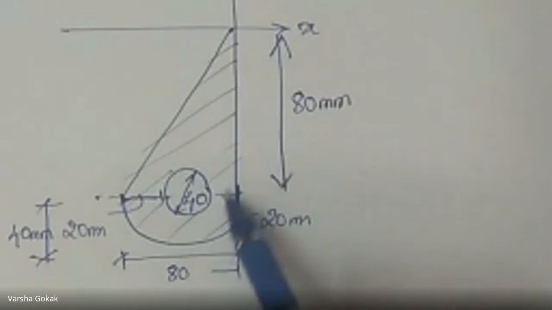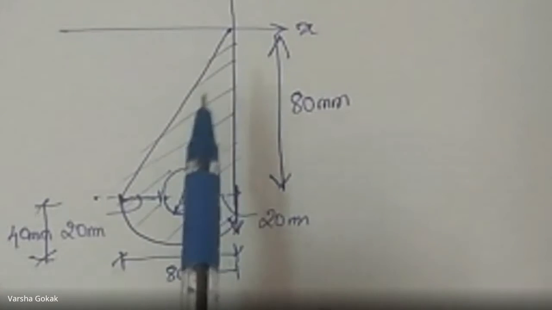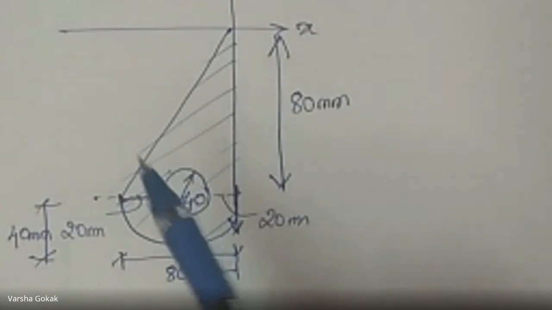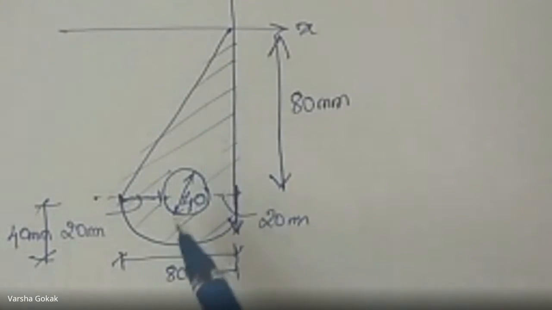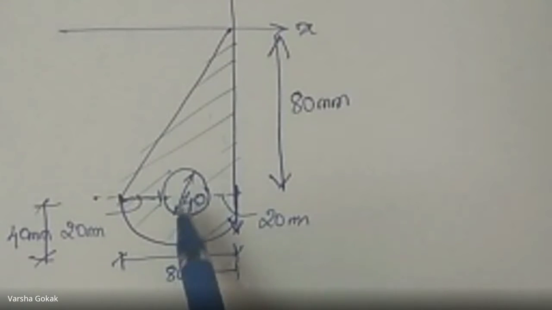So we have a big triangle, we have a semicircle, and a small circle. So when we write the table, it is the CG of a triangle plus CG of a semicircle minus the CG of the circle. Correct? The circle will go into deductions.